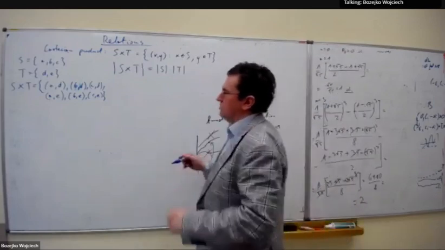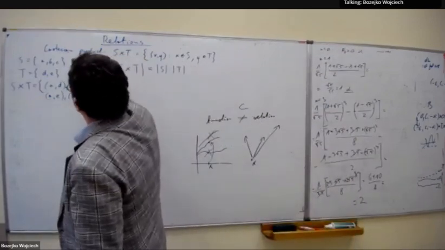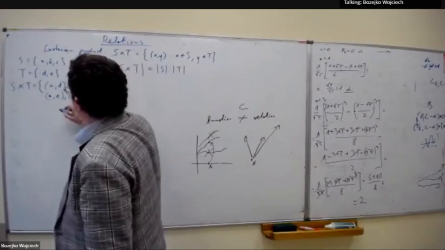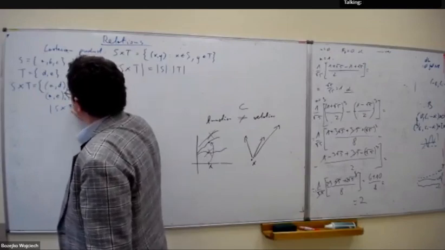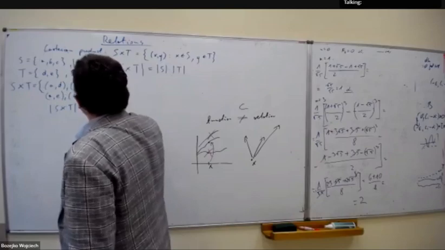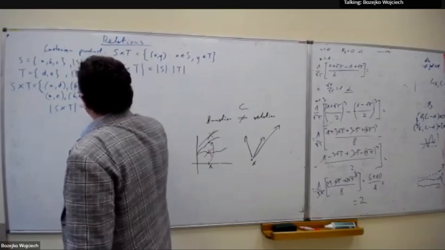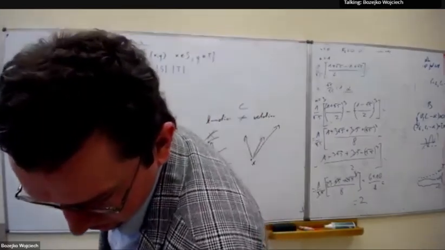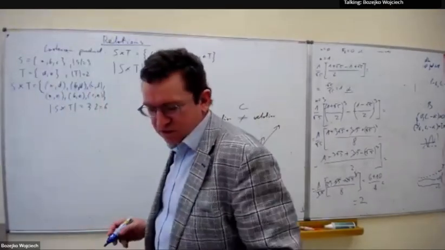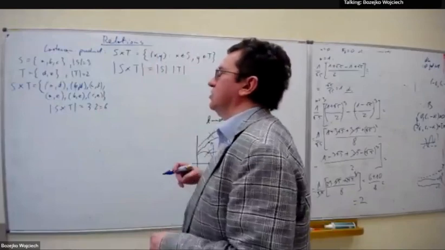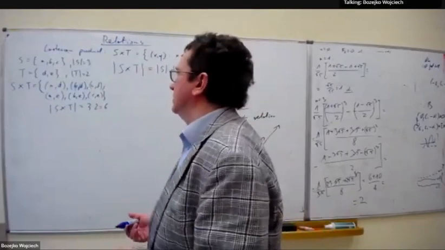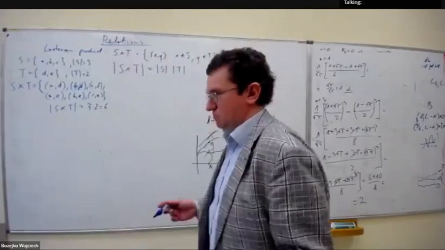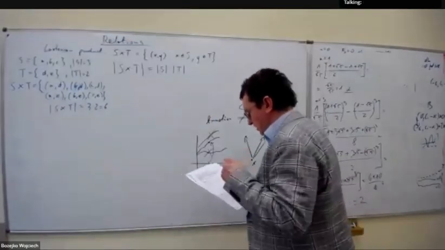So if we have three elements here, and here we have two elements, the size of S times T is 3 times 2, this is 6, as you can see. Okay, so we say that something is in the relation when it belongs to the set of such a Cartesian product.